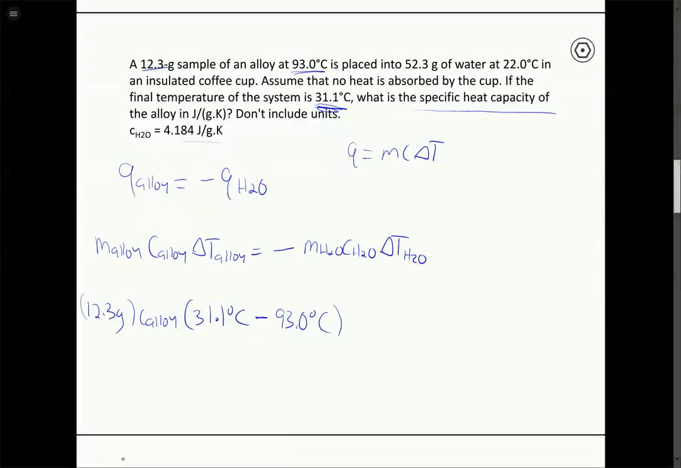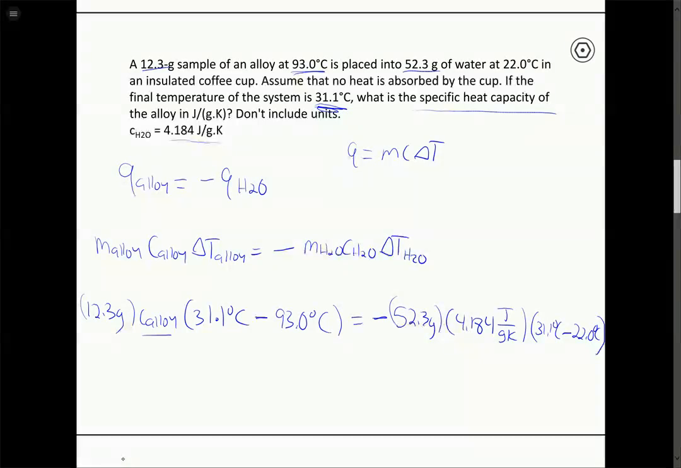And then the initial temperature for the alloy is given up here at 93 Celsius. And then on the other side, we have the same term for water. So we have a negative sign out in front. The mass of water is 52.3 grams. Heat capacity of water is a known quantity, it's 4.184. And then the delta T for the water is the final temperature, which is still 31.1, and the initial temperature for the water is 22.0.